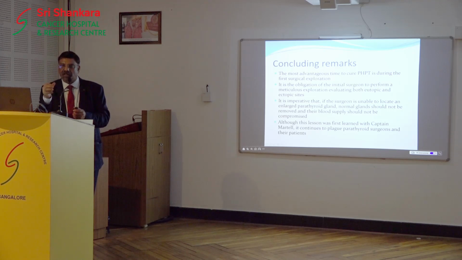So you should know what the ectopic sites are, such as: open up the carotid sheath, look at the retroesophageal area, look at the thymus, look high up in the superior, there may be an undescended inferior gland. So it is imperative that if the surgeon is unable to locate an abnormal parathyroid gland, a normal gland should not be removed and the blood supply should not be compromised. It's not that you do an extensive exploration and you compromise the blood supply of all the normal parathyroid glands.